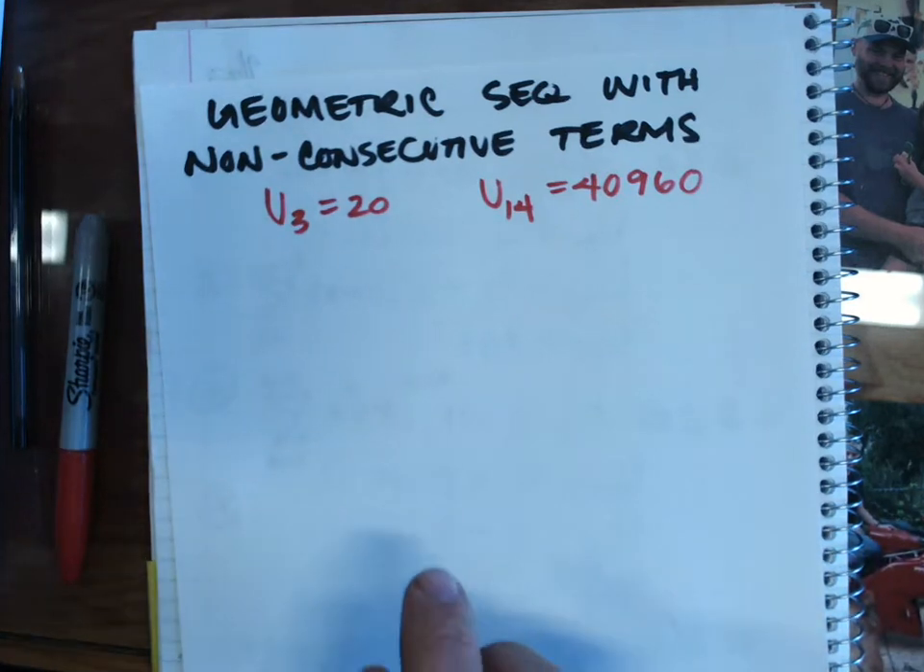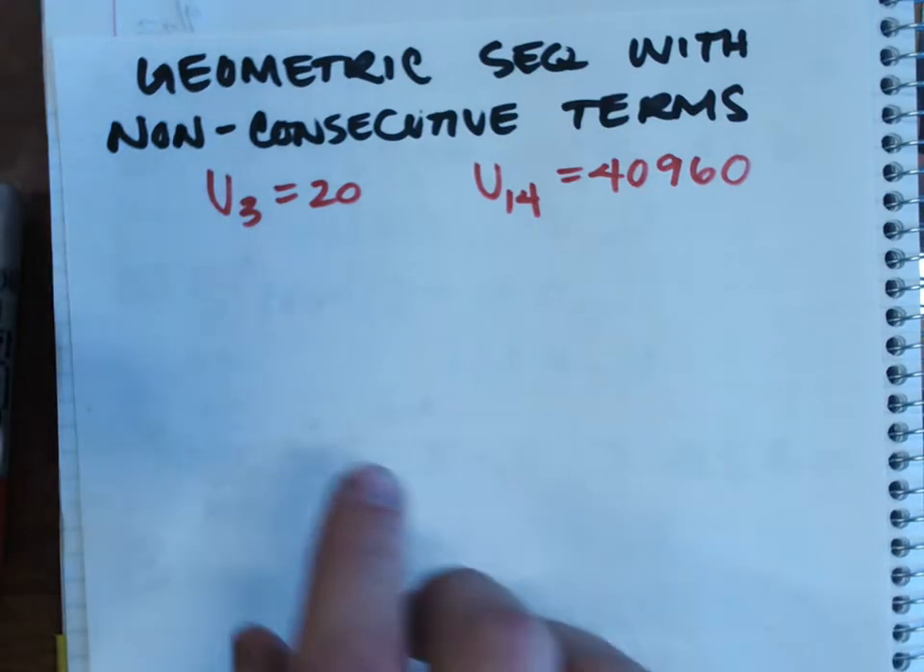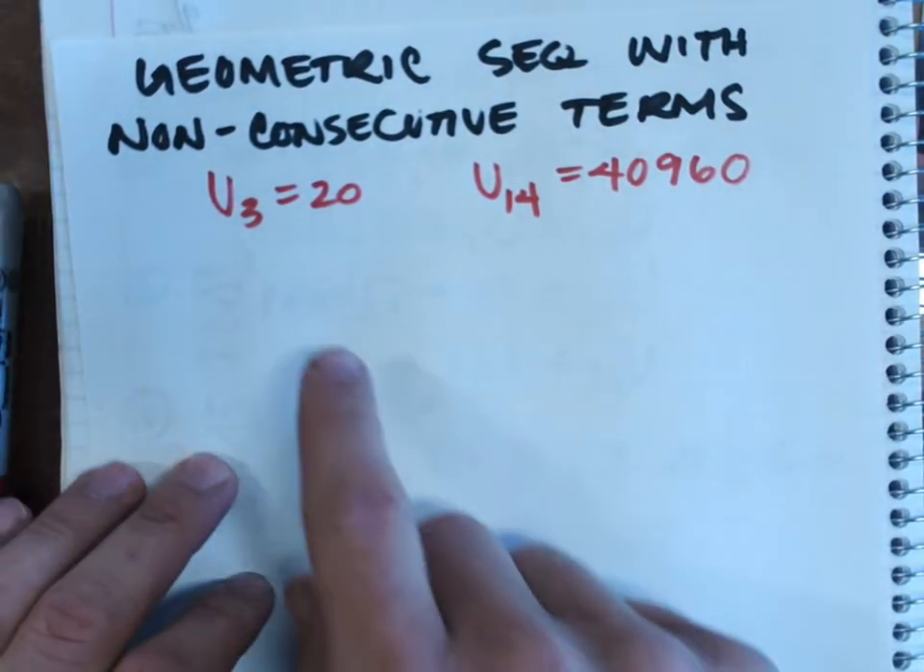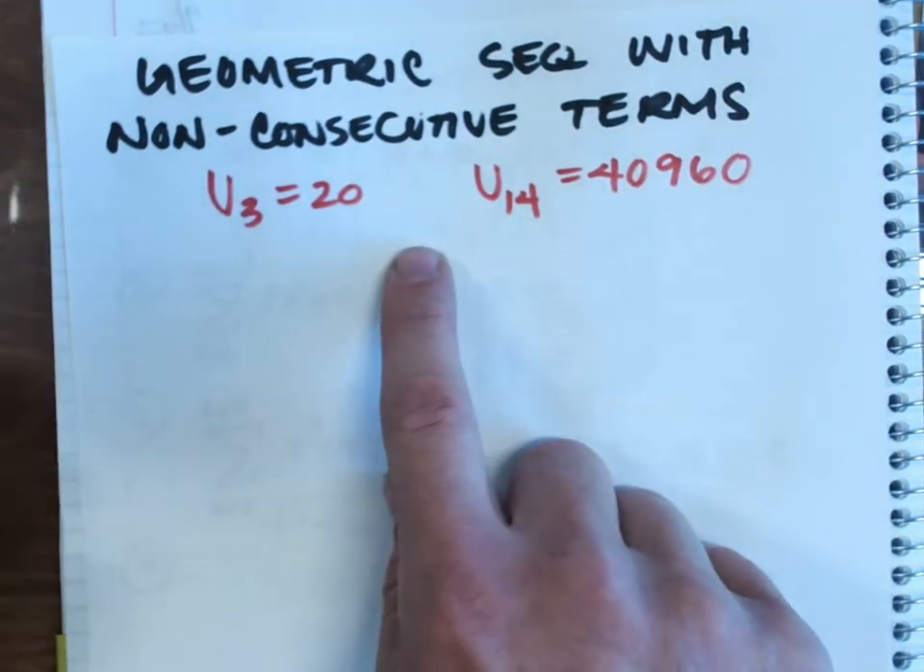All right, so we're solving for a geometric sequence. We're just going to find the ratio and the starting value. And if the problem had required us to go further with it, we could. But with the starting value and the ratio, we can do quite a bit.